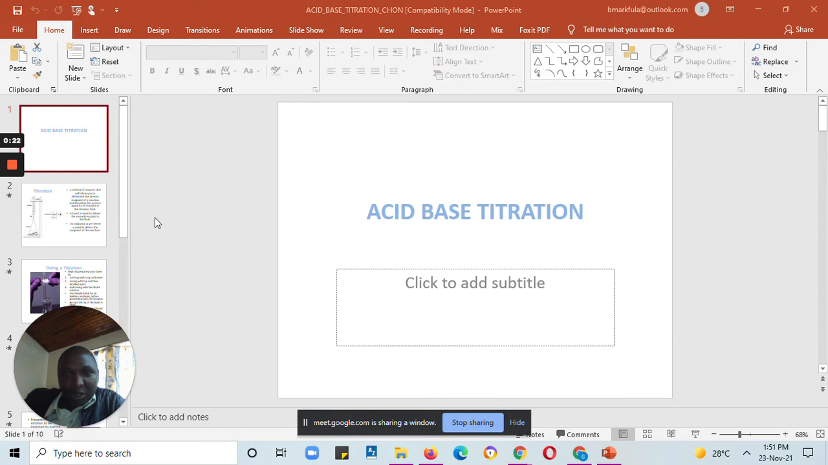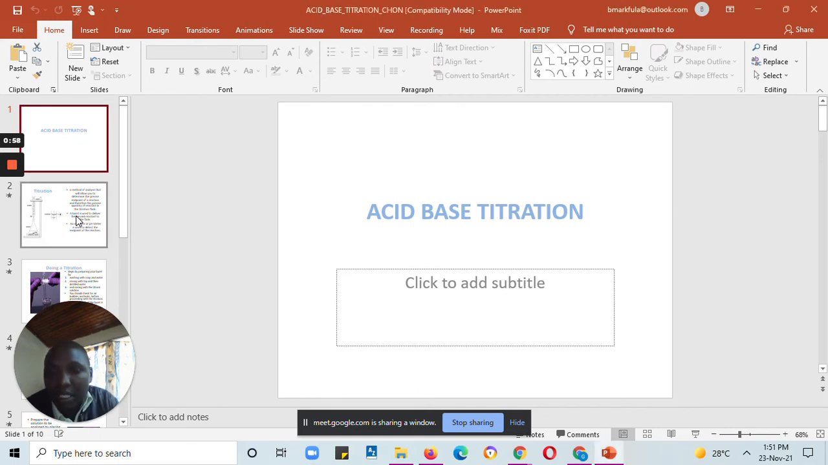Okay, welcome. We continue with today's lesson: acid-base titration. This is a type of neutralization reaction, also referred to as acid-base titration. As the name suggests, you must have an acid and also a base for such a reaction. Normally the acid should be a standard solution and the base is a substance to be standardized.